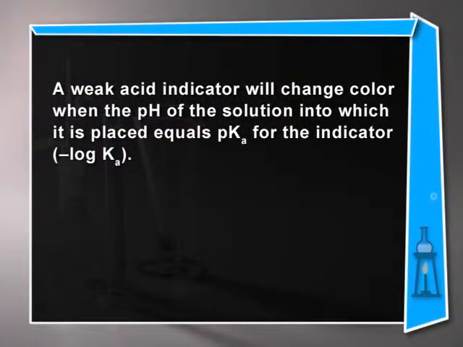color. If you are very good mathematically and understand this real well, you may have already deduced that a weak acid indicator will change color when the pH of the solution into which it is placed equals pKa for the indicator, that is minus the common logarithm of Ka. Well, technically it doesn't change color immediately when the solution reaches that pH value. An indicator actually changes color, quote, gradually around this pH. We usually specify a pH range over which this color change occurs.